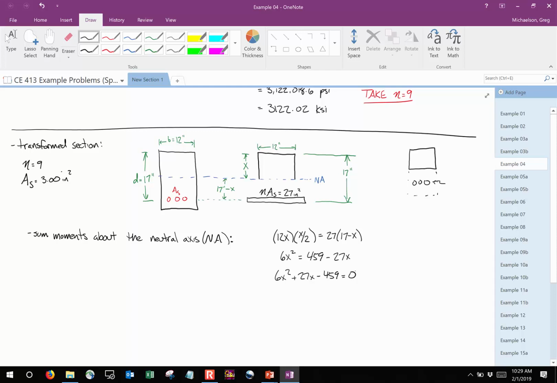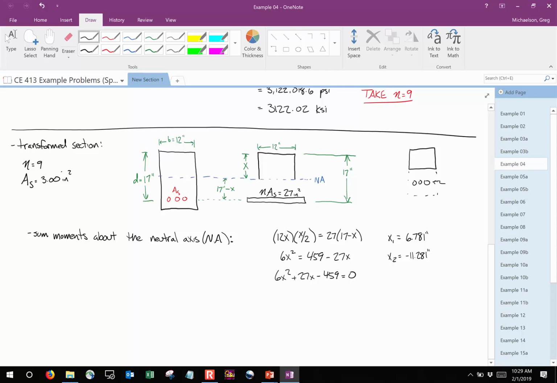So help me out. This is a quadratic equation, so that means there are two solutions for x. What are the two values? You should get two roots, an x1 and an x2. 6.781, and what's the other one? Negative 11.281. Okay. I have two roots. Which one doesn't make any sense? The negative one. The neutral axis is not a foot above the beam, right? It doesn't make any sense.